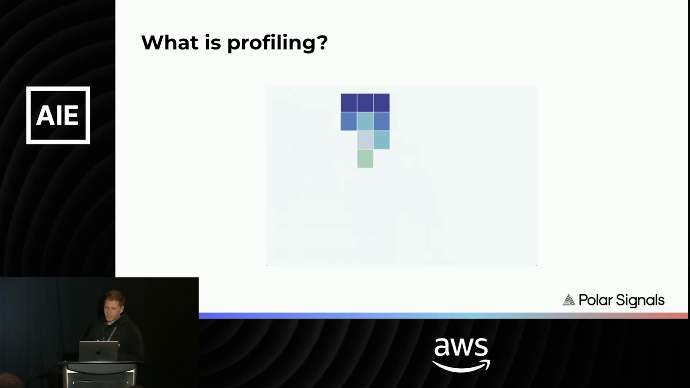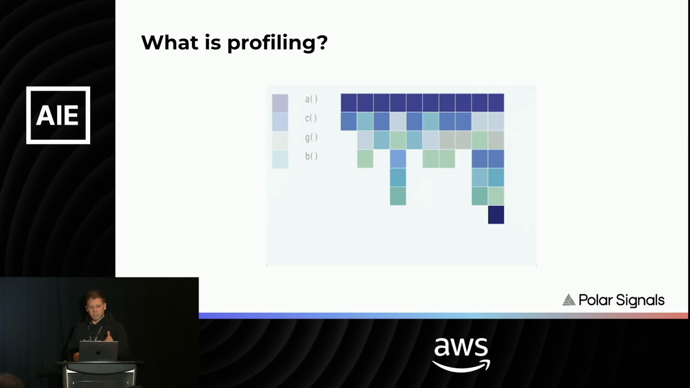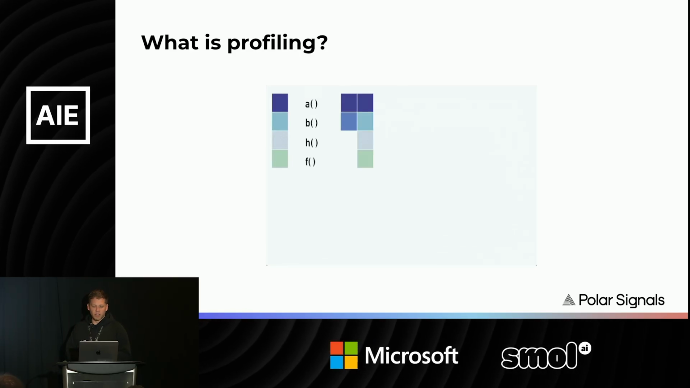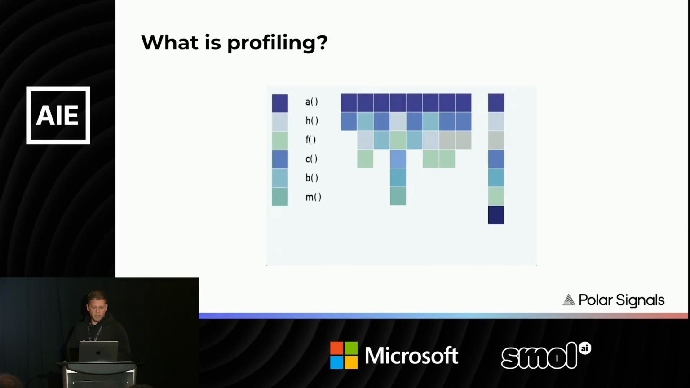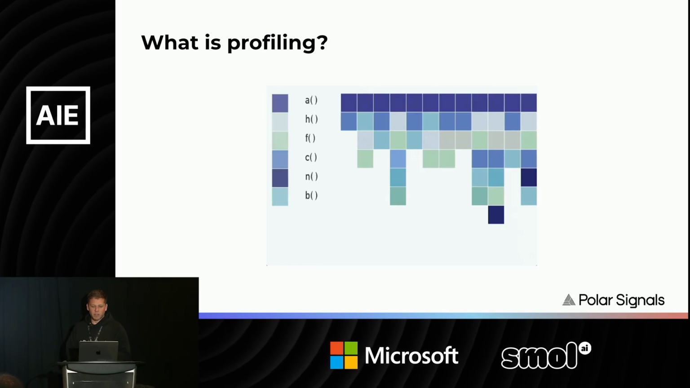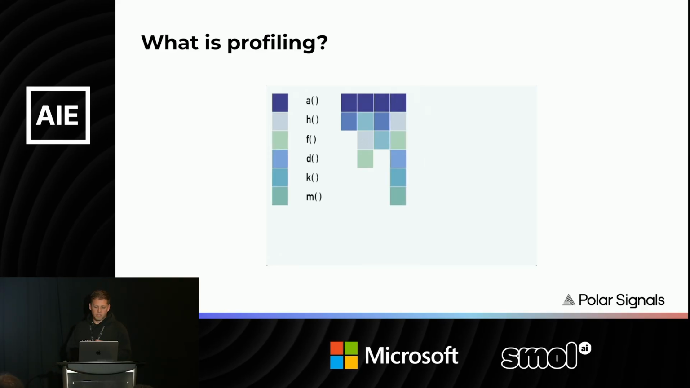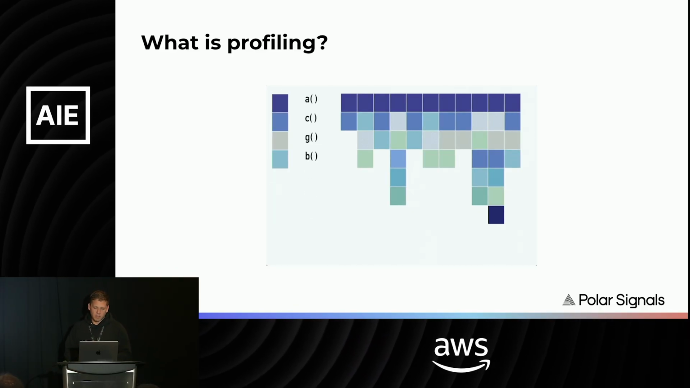So this is basically what we're doing. We see the stacks on the left-hand side executing, and these are the functions that are calling each other, and 20 times per second or 100 times per second we take note of what exact stack we're seeing on the CPU, or which stack is allocating, etc.